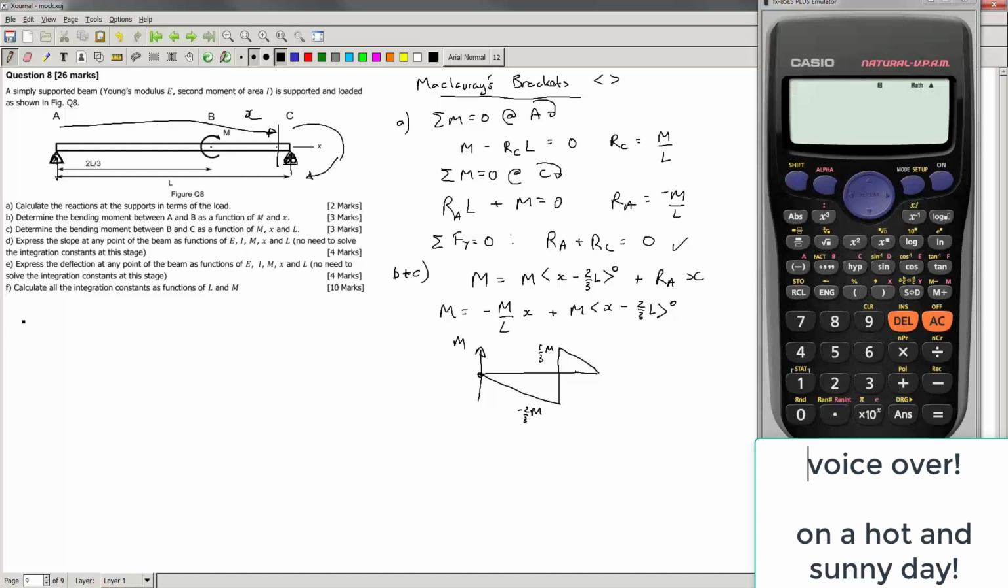Now let's go on to the next part, part D. In part D, we've been told to find the equation of slope. Although we don't actually have this on our formula sheet, we've got a very similar term. We're going to start off by saying that the deflection, which we'll call y, as a second order derivative, times Young's modulus and the second moment of area of the beam, equals the function of M that we're going to be integrating.